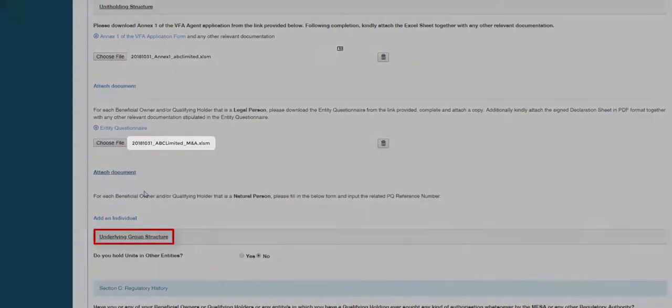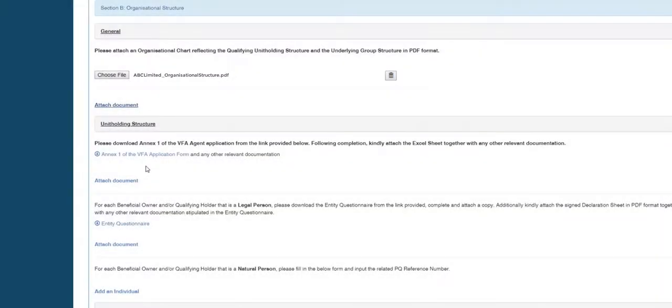The applicant will also need to outline the unit holding structure within Annex 1 to the VFA agent application form. This form should be downloaded, duly filled, and uploaded to the application in .xlsm format. The Annex 1 shall indicate to the applicant which individuals require a PQ, which entities require an entity questionnaire, and whether further details should be specified under regulatory history.